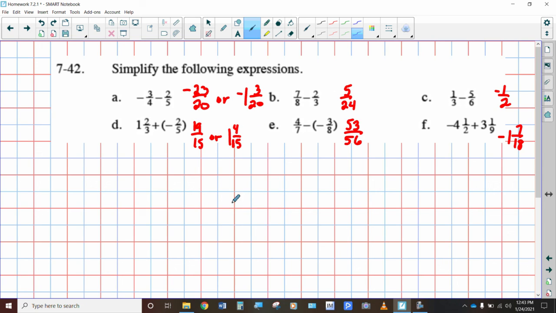But please, please let me know if you need any help on this, because it's really important. These are the basics of elementary math. We need to be able to go to high school and know how to deal with fractions and decimals, positives and negatives. All right, so that ends today's homework. Let's move on to the next activity.